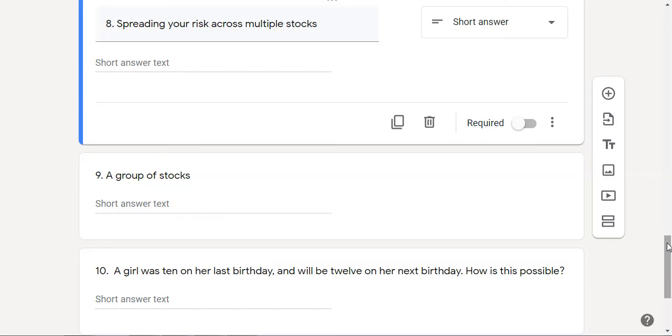Now you're going to be investing in 5 stocks. That'll be a stock portfolio of 5 stocks. And when you have a portfolio or a group of stocks, you are by definition spreading your risk across multiple stocks.